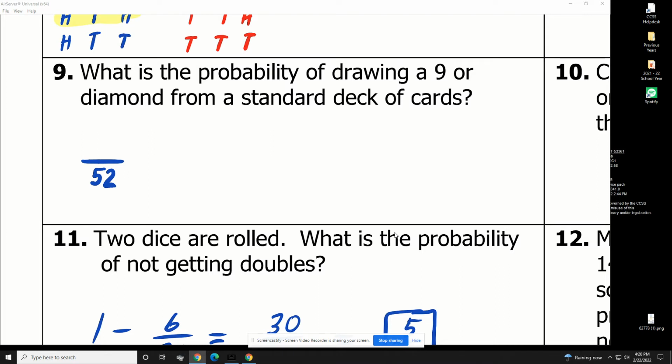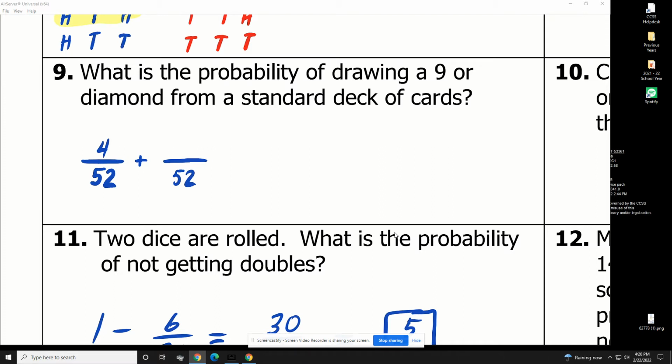So if I am going to take 2 events, I multiply. But this is not 2 events. This is 1 event. You're drawing 1 card. You're wanting to know what's the probability that that 1 card you draw is a 9 or a diamond. So here's why this one's tricky. Because what's the probability of me drawing a 9? How many 9s are there? Well, remember I told you yesterday there's 4 suits. And each of those suits has 1 9. So there's 4 out of 52 chances, right?